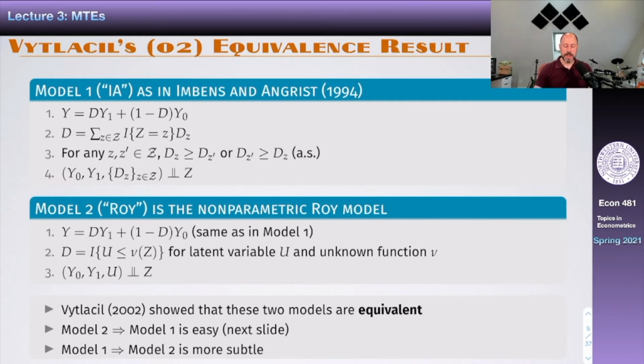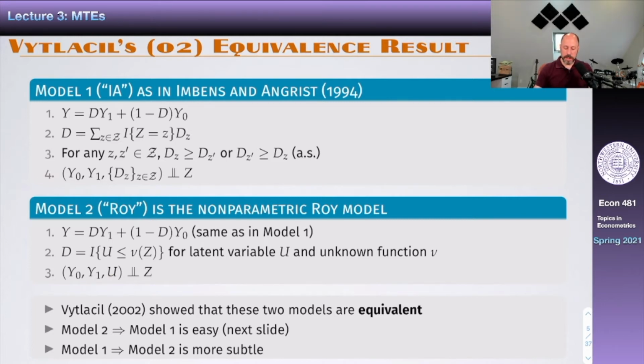Summary. Now we have the Roy model. The Roy model has condition 1, which is exactly the same as the other one. And it has condition 2, a selection equation. There's a latent variable U and an unknown function b of Z. But here, again, we are using the representation we were using before. And the assumption here of independence of the instrument is that the instrument is independent of the potential outcomes and the unobserved heterogeneity, or this latent variable U.